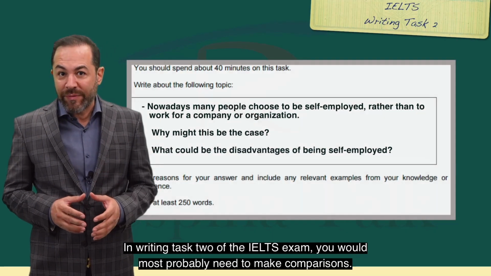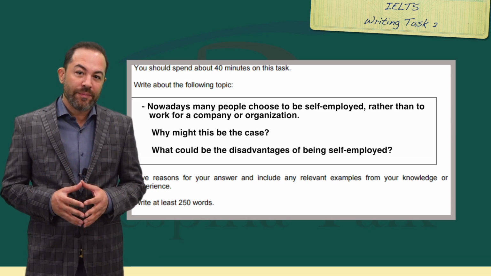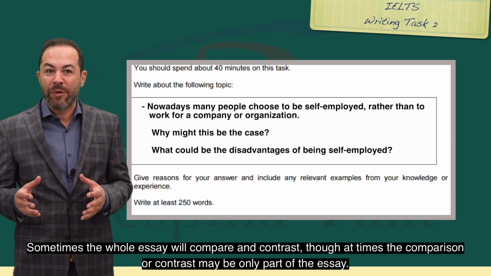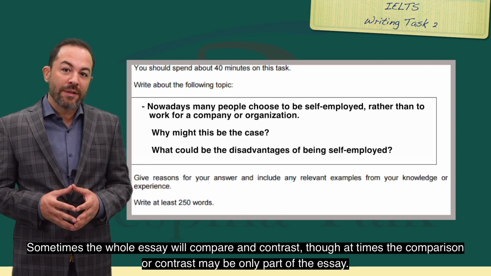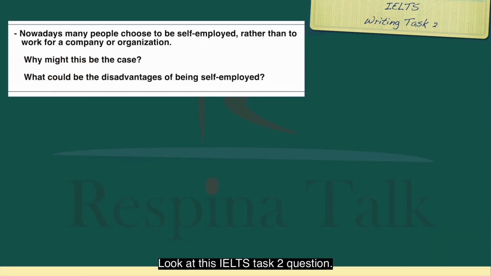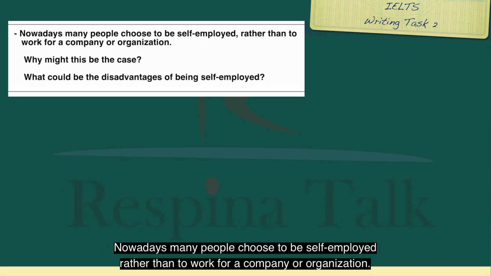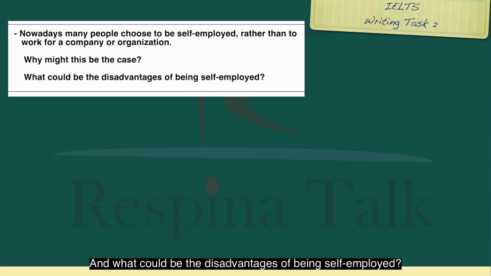In writing task 2 of the IELTS exam, you would most probably need to make comparisons. Sometimes the whole essay will compare and contrast, though at times the comparison or contrast may be only part of the essay. Look at this IELTS Task 2 question. Nowadays, many people choose to be self-employed rather than to work for a company or organization. Why might this be the case? And what could be the disadvantages of being self-employed?